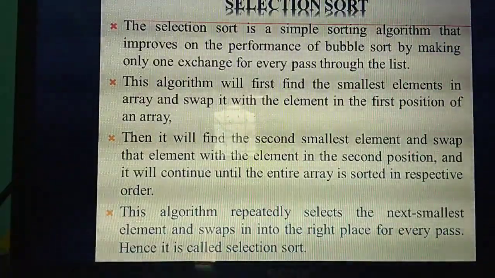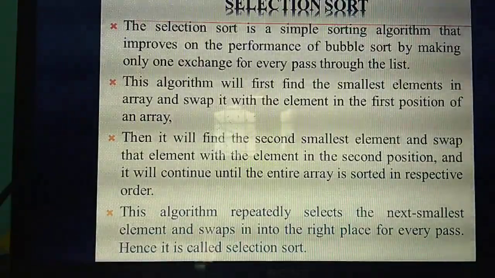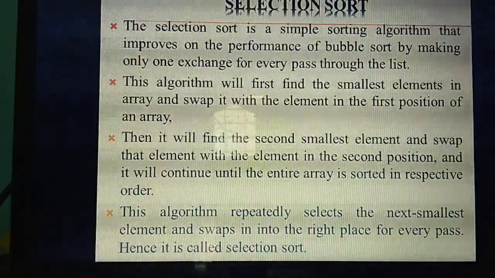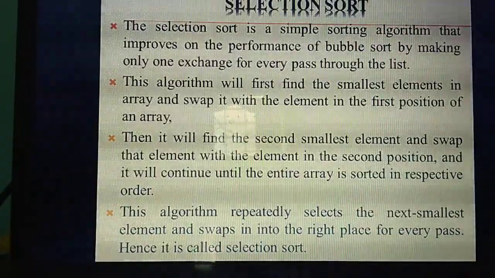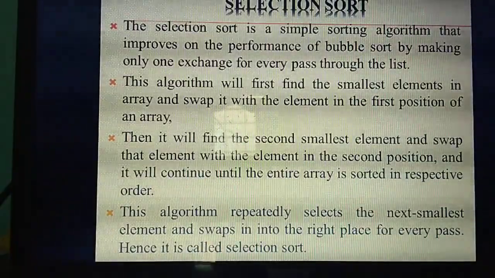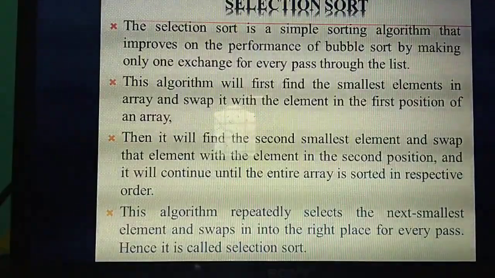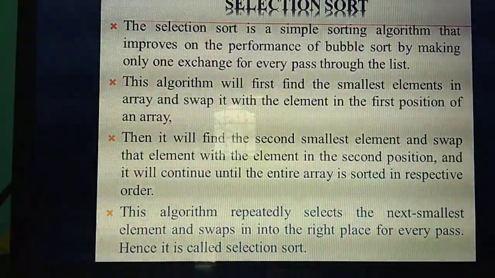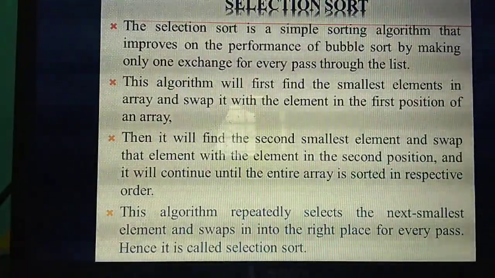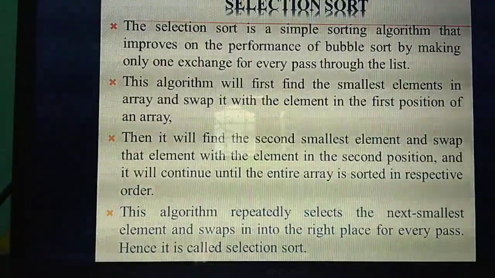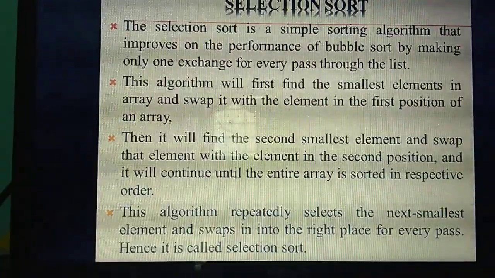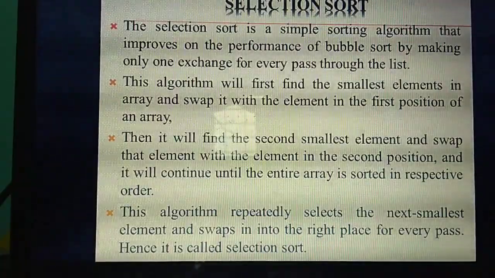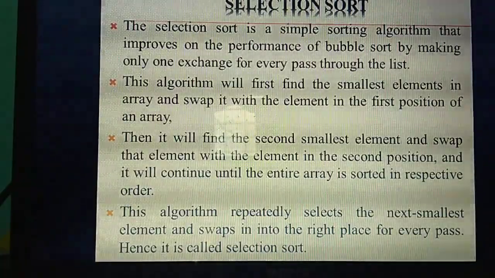Like bubble sort, here also it will find the smallest element. But bubble sort is not like that: it compares only pairs of elements, isn't it? Selection sort algorithm is not like that. In the whole list it will take the smallest element, and next it will swap it to the first position. That's the important thing.